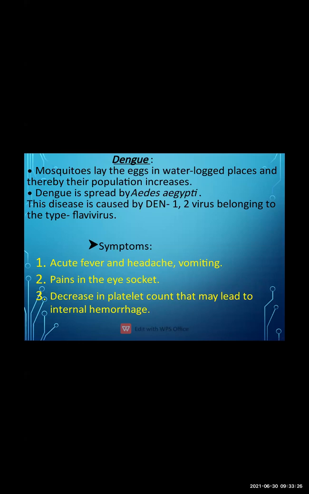And in dengue, what are the symptoms? Acute fever, headache, vomiting, pain in the eye sockets. Then your WBCs, the platelets, will immediately decrease. Okay, the platelets in the blood will decrease immediately. Okay, that will be damaged. So these are the symptoms of dengue.